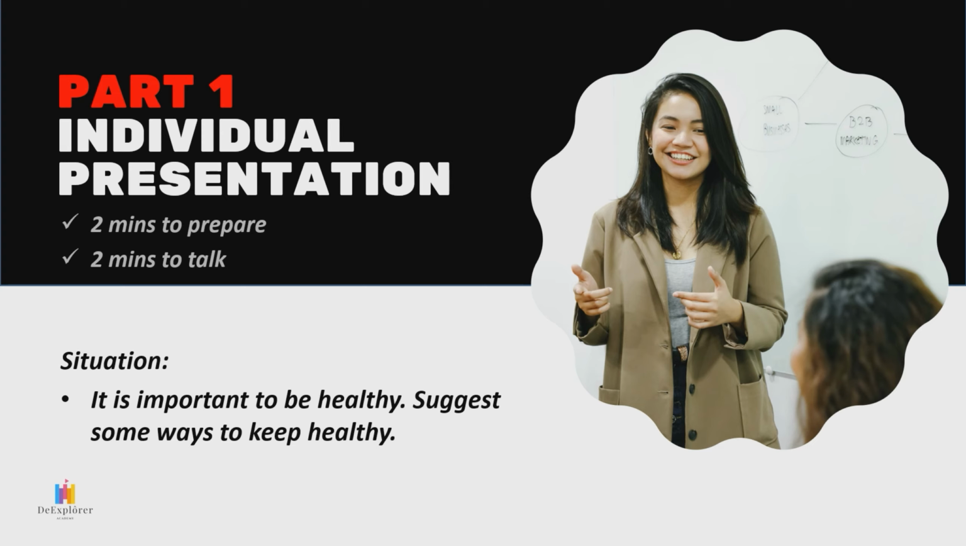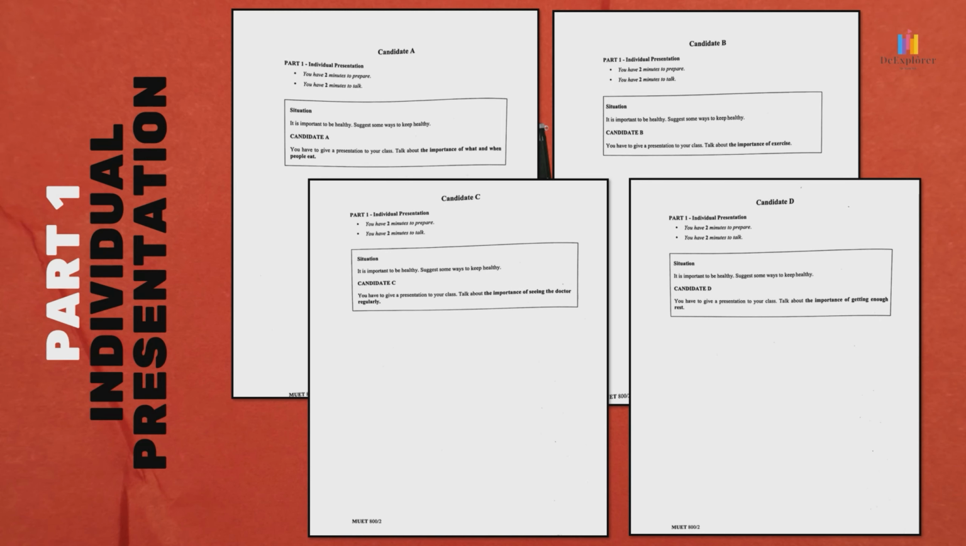For you to be able to understand this component better, let us take a look at the sample question for Part 1. As I've told you earlier, each group consists of 4 candidates and they will all be talking about the same situation. The situation in this sample is, it is important to be healthy. Suggest some ways to keep healthy. These are the papers for Part 1 individual presentation. Candidate A, Candidate B, Candidate C, and Candidate D.